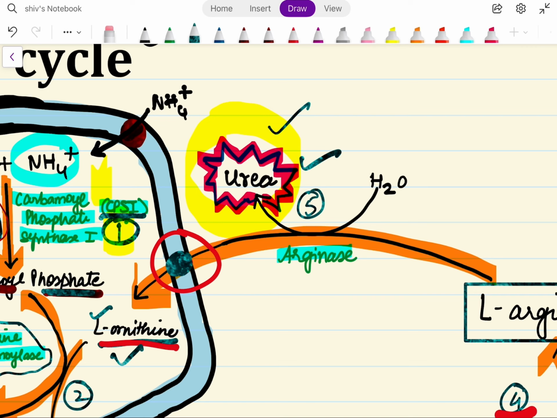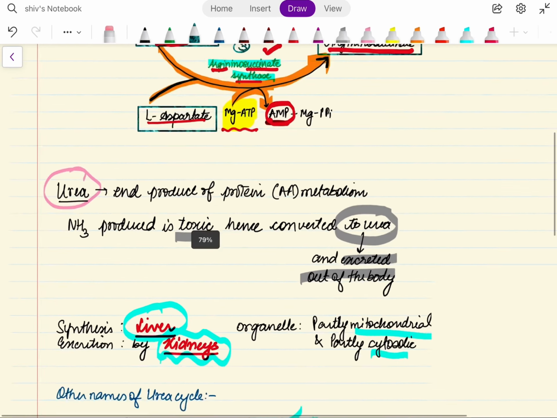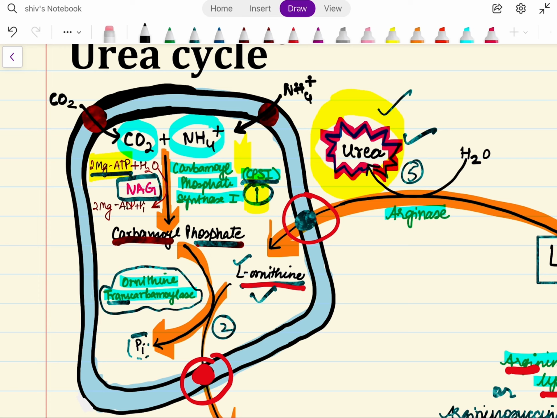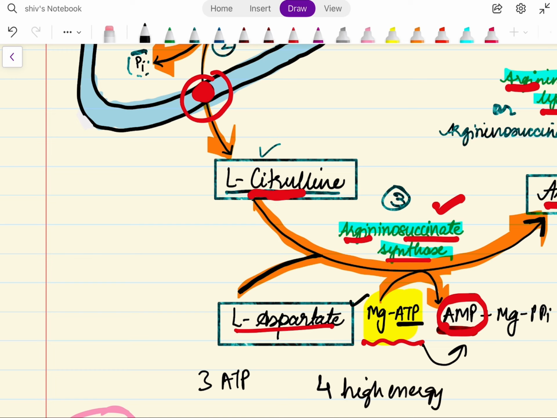Now, let's discuss the energetics of the urea cycle. So, we have to come back to the cycle again. In the first step, as I told you, 2 ATPs are used. And in the third step, 1 ATP is used. So, in total, for one cycle, we need 3 ATPs. But remember, I said that here the ATP is forming AMP. Now that means 4 high energy phosphates are used.